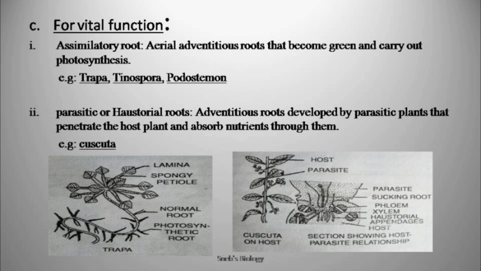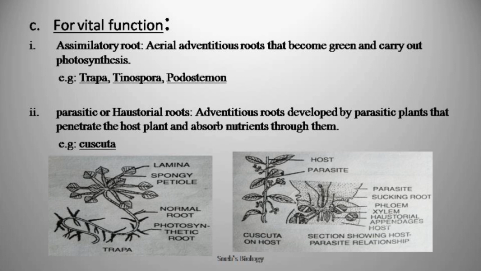The second one is parasitic roots or haustorial roots. For example, Cuscuta. These depend on the host plant for food and water. So the haustoria or roots of Cuscuta plant penetrate into the host plant. That is, only the vascular tissue part penetrates up to the vascular tissue of the host plant, and it absorbs water from the xylem of the host plant, and it absorbs food directly from the phloem of the host plant. That means there is a direct connection between the vascular tissue of haustoria and the host plant.